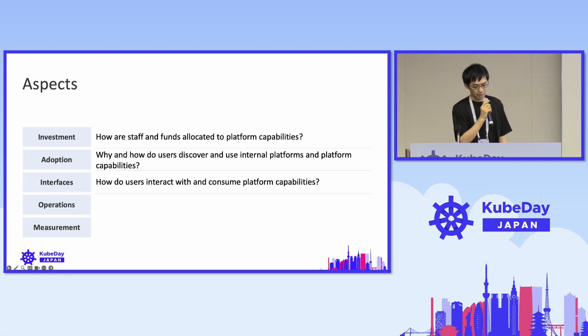Next is the interface. This looks at how users interact with and consume platform capabilities. At the early stage of the platform, it might just be a guide or manual tasks, but it can evolve into helpers, scripts, and even into a CLI, UI, or API. And additionally, at higher levels, it is also expected to have a consistent interface across multiple different capabilities.